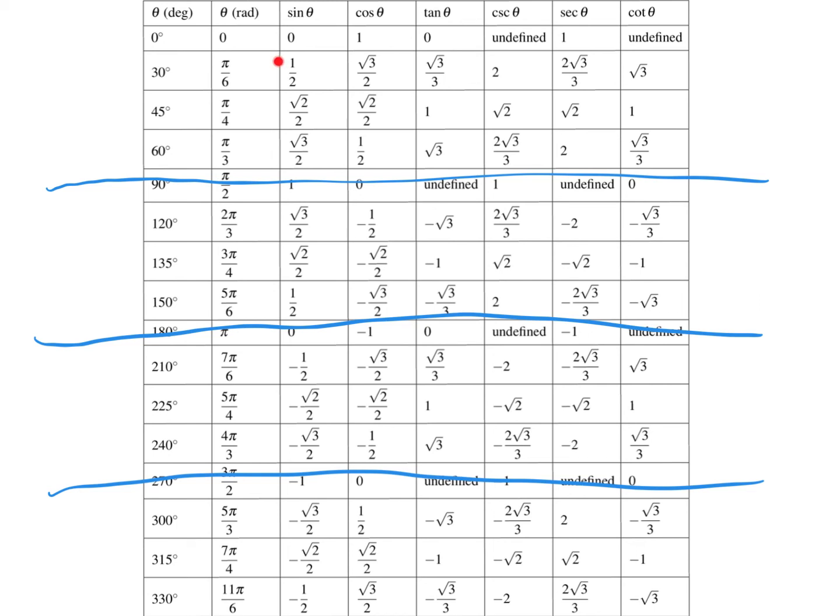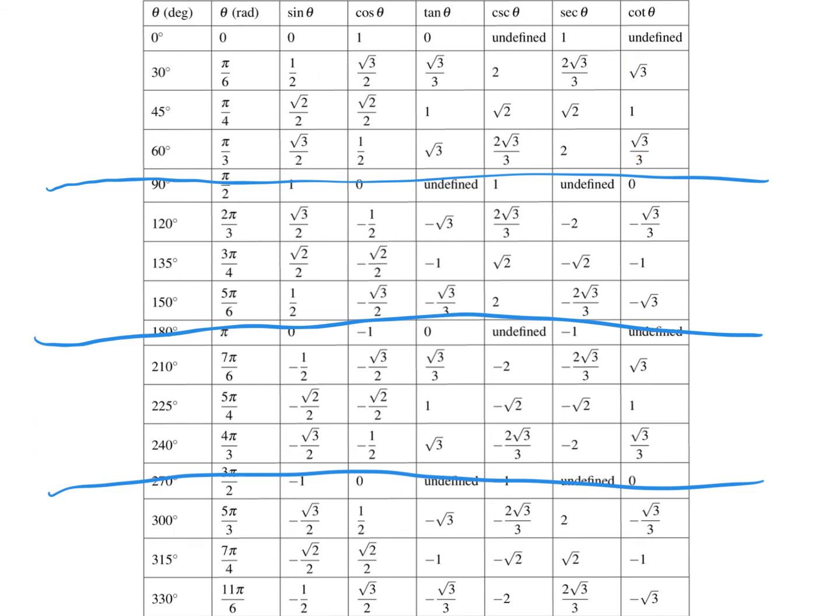Sine is positive in quadrants 1 and 2. Sine is negative in quadrants 3 and 4. Cosine is positive in quadrant 1 and 4, but cosine is negative in quadrants 2 and 3. Tangent's positive in quadrant 1 and 3, and negative in 2 and 4. So these are things that can help us complete this table.